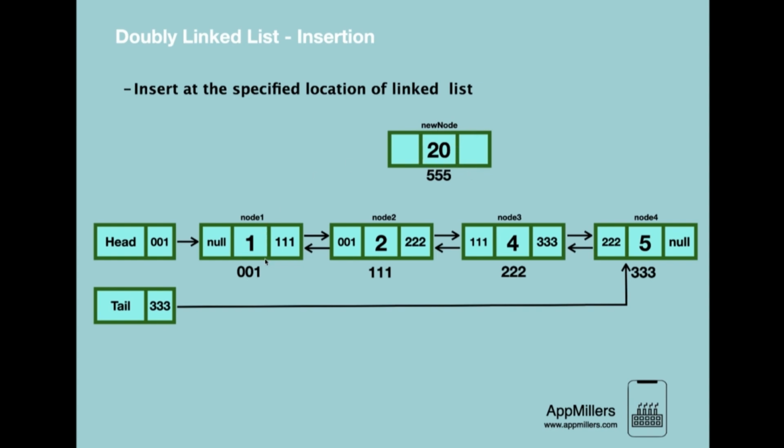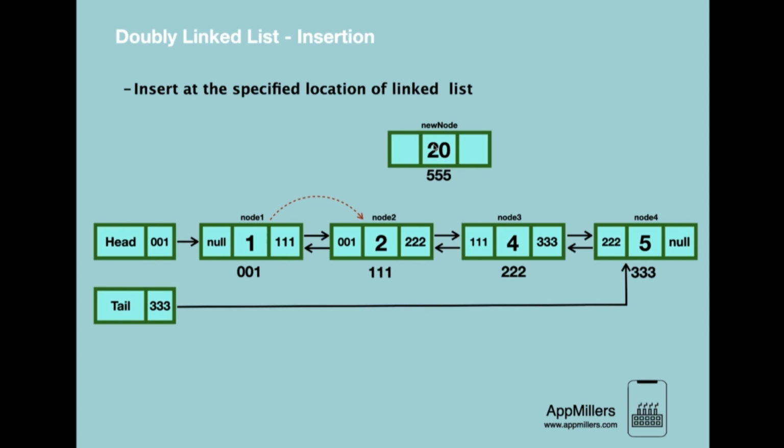Then the next step is we need to loop through the double linked list until we reach the node which is located before the location where we want to insert this new node. In our case, we want to insert it between node 2 and node 3, which means that we will loop until we reach node 2. When we reach node 2, we know that the next reference of node 2 points to node 3. So we need to create a link between the new node and node 3.